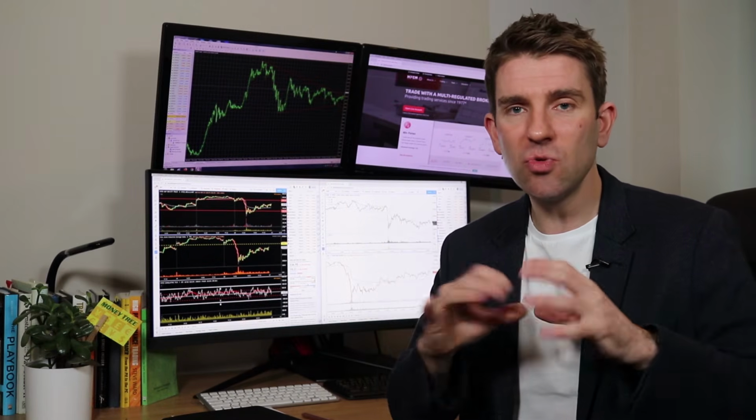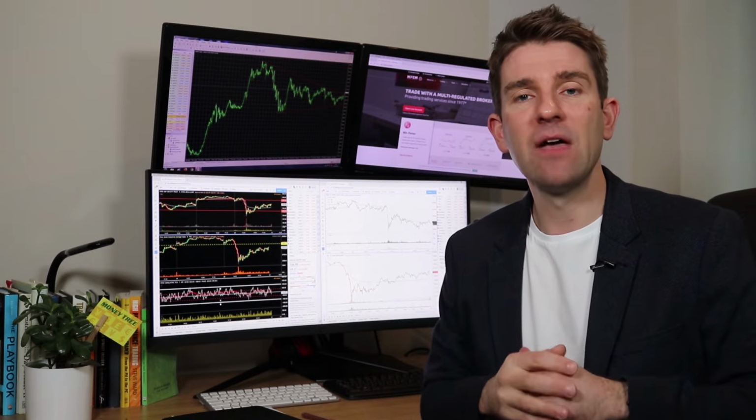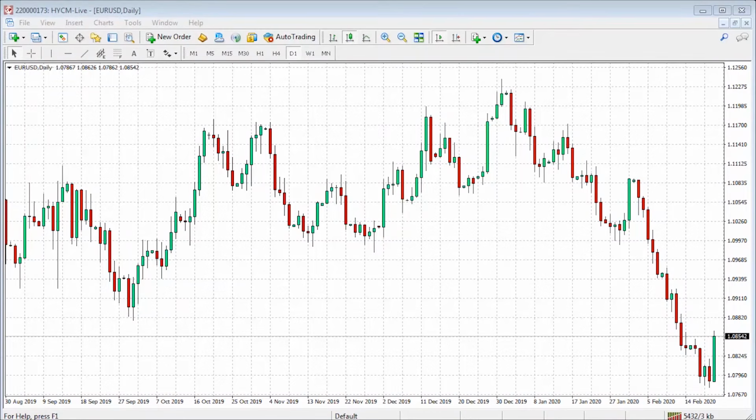So hit the screens now and let's see how we can really fine tune and look for the best indicators and tools and techniques if you're a mean reversion trader on MT4. Alright guys, so I'm in the MT4 platform here. This is an HYCM account within MT4. I've got Euro USD daily chart up here. Just keep it full screen just for clarity.